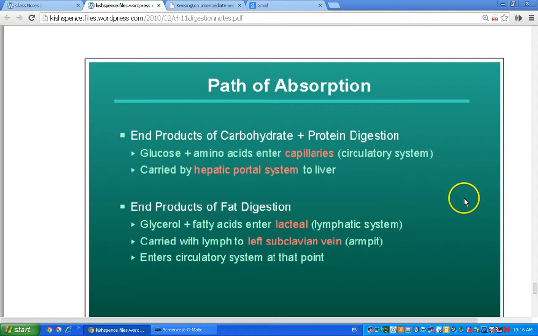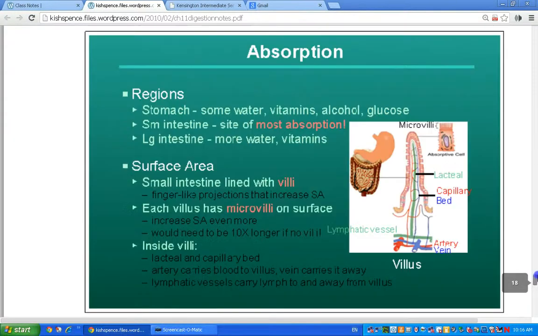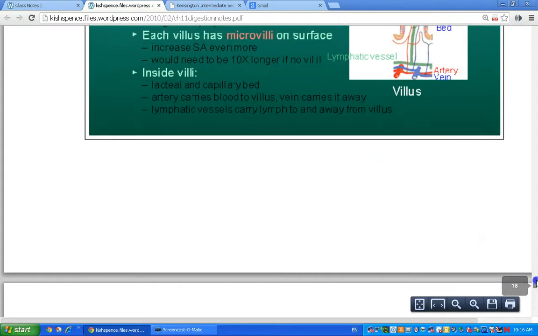So the end products of carbohydrates and proteins, monosaccharides and amino acids, are small enough that they'll be picked up by the capillaries, the red and blue, purple things. But what we get from the breakdown of fats, which are fatty acids and glycerol, gets picked up by the lacteal and the lymphatic vessels.